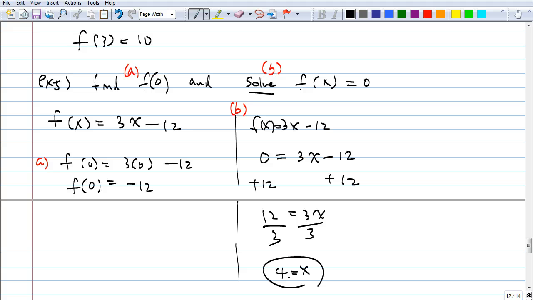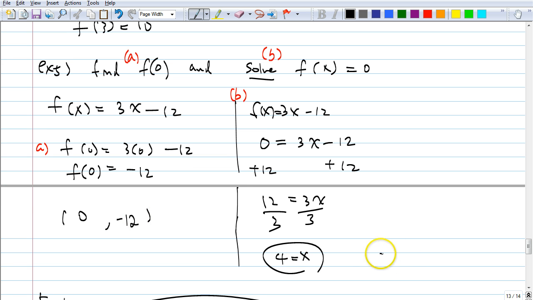Does this make sense? So let me ask you this. What is the ordered pair that we got for A? Somebody tell me. We plug in x equals what? 0 and we got negative 12. Okay, what is the ordered pair that we got on this one? What do we plug in for x? 4 and we got 0. What do we call this, guys? This is the x-intercept.